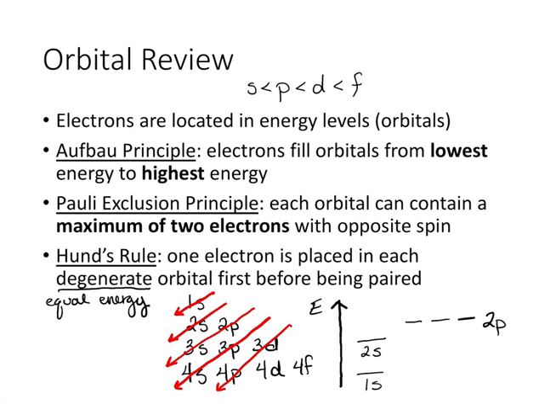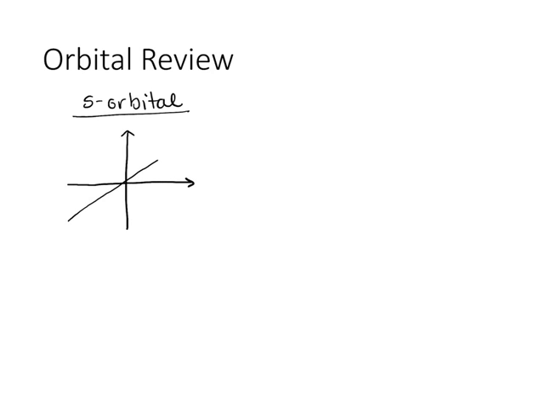But first, let's look at what shape these orbitals have. So what shape does an s orbital have? It looks like a sphere, right? So let's draw some three-dimensional coordinates here. So we've got x, y, and z. And an s orbital is really just telling us where an electron is likely to exist around a nucleus. So let me write that down below.